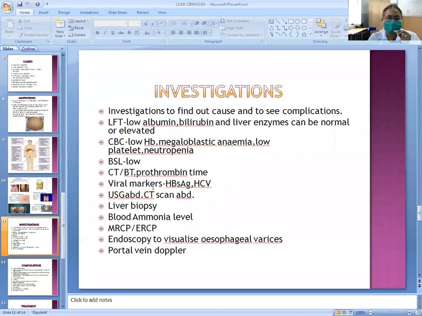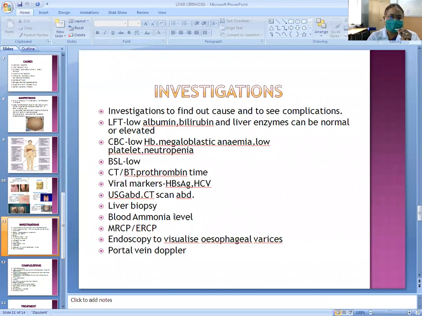Then you have to find out the cause, and for that you have to do viral markers, to see whether the cause of liver cirrhosis is viral hepatitis, particularly hepatitis B and C, and for that the investigations required are surface antigen and anti-HCV. Then imaging studies like ultrasound and CT scan, you can know the status of the liver. Liver biopsy is an invasive investigation, done if you are not able to find out the cause of liver cirrhosis.